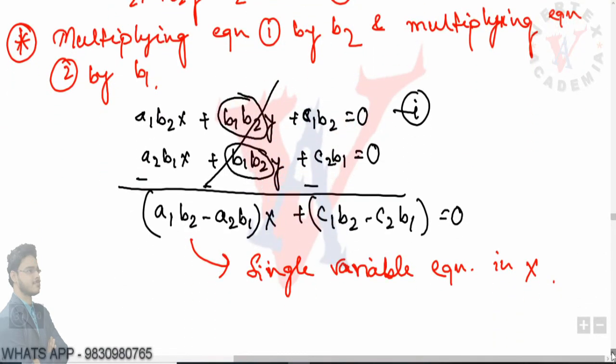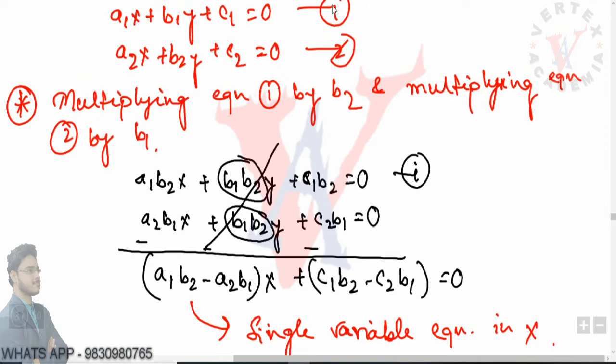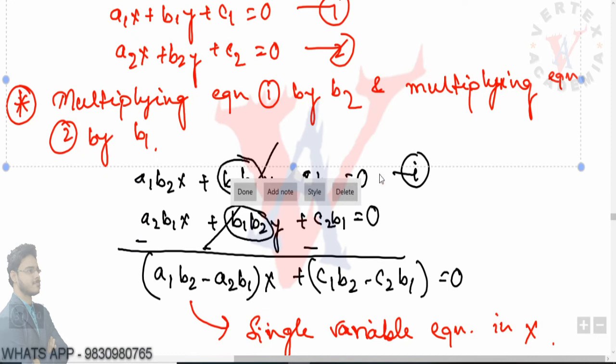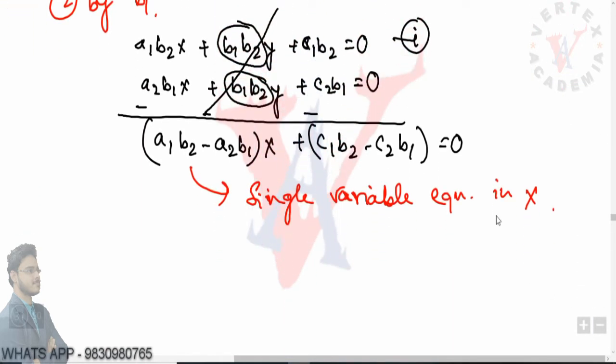And if we multiply the coefficient of y in the second equation with the coefficient of y of the first equation, and in the first equation we multiply the coefficient of y, that is b2 of the second equation, and then subtract them, we finally get a single variable equation in x, from where we can easily find the value of x and put that in any of the other equations and get the value of y.